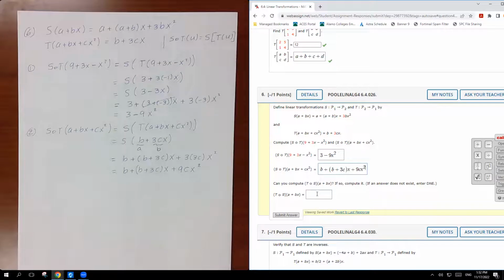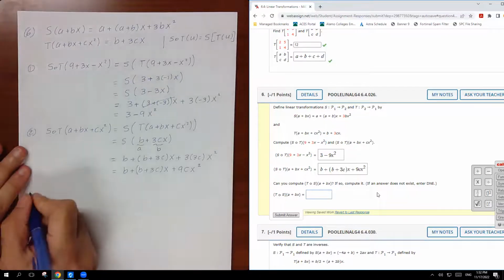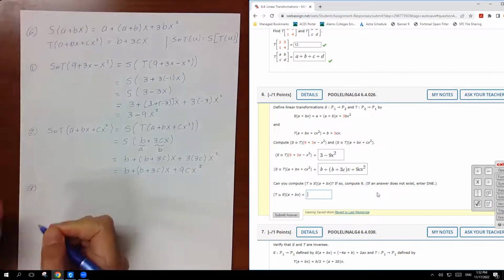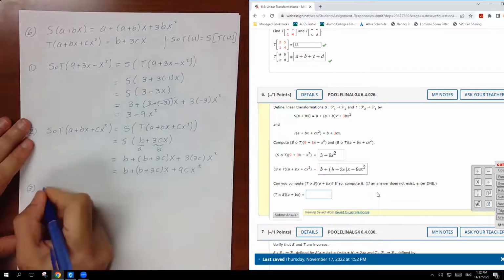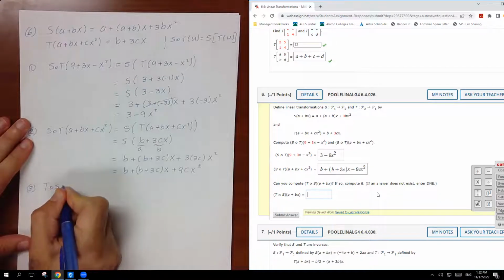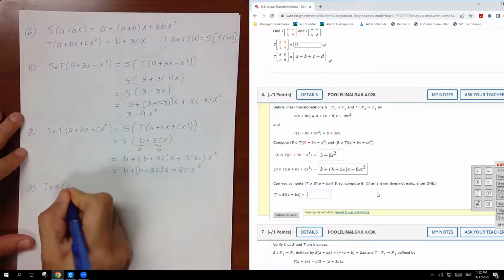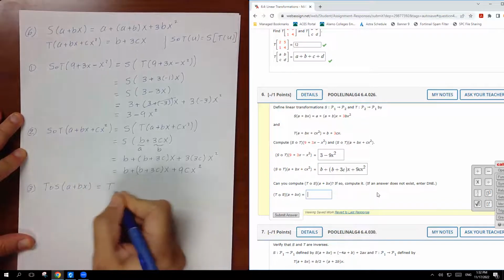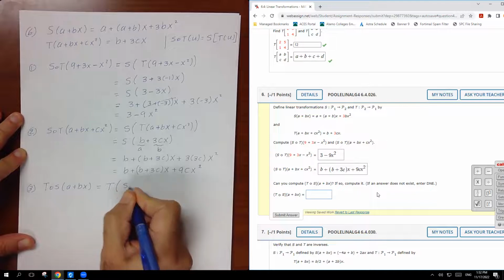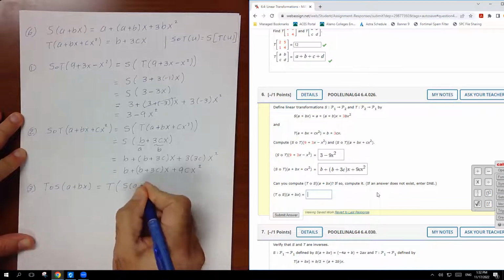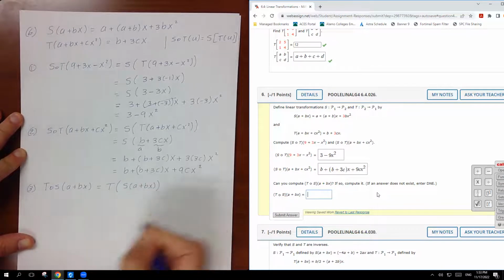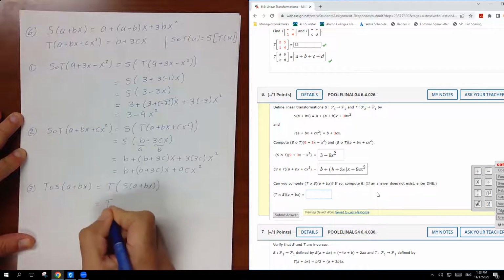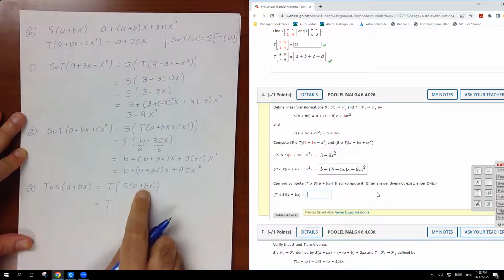This is the second part. Now they ask you to find T composite with S. The third part, they ask you to find T composite with S to the A plus BX, which is equal T and S to the A plus BX. So it's going to be T of S to A plus BX.